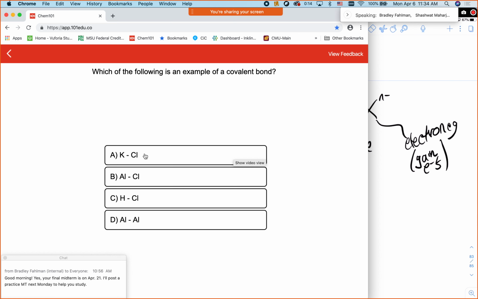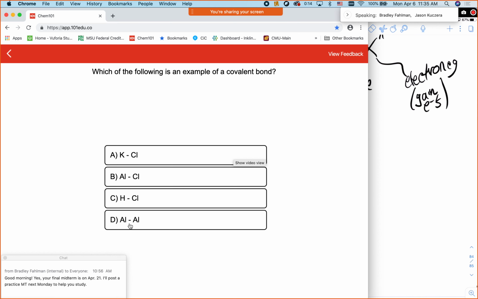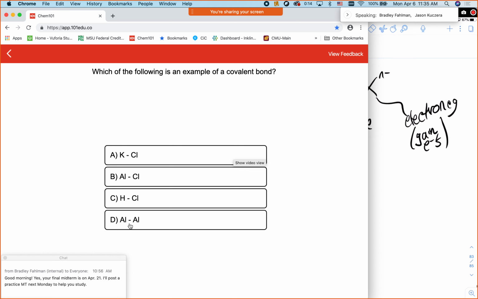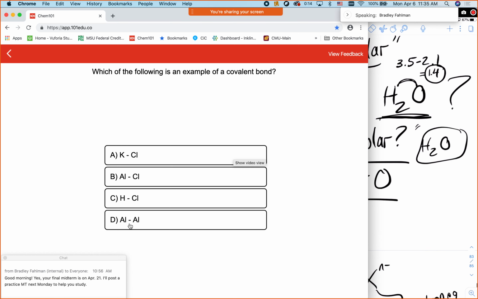Ionic. Yeah, so this is ionic. This one? Ionic. What about this one? Aluminum, aluminum. Polar covalent? No, it's actually another type that we haven't talked about. So a covalent bond is between two nonmetals.